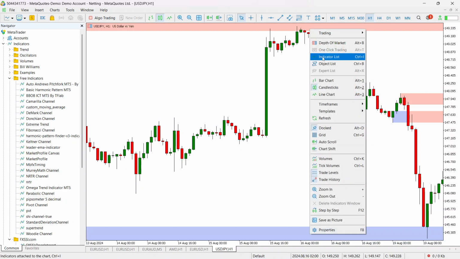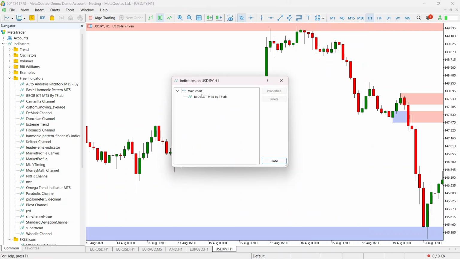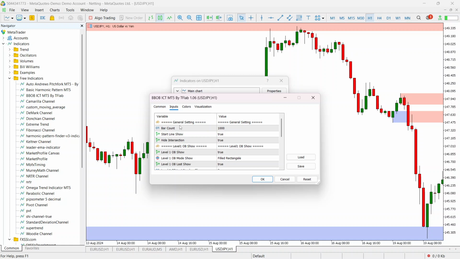And let's look at its settings. When we go over to its settings, we can see the bar count, which is the look back period that sets how far back in history the indicator searches for order blocks. We have the support zone and resistance zone color. Now we have the mode. You can go through this at your convenience and adjust it to suit your trading style.